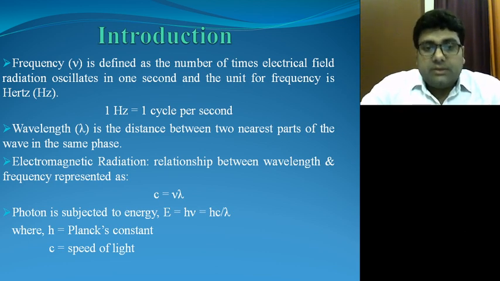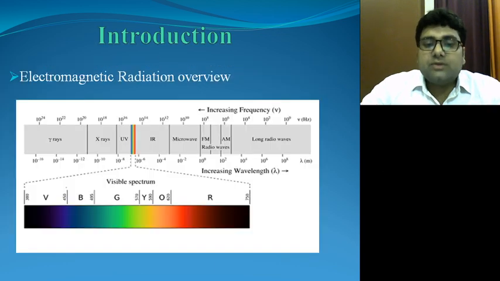Wavelength, denoted by lambda, is the distance between two nearest points of the wave in the same phase. For electromagnetic radiation, the relationship between wavelength and frequency is represented as c = nu × lambda. A photon has energy E = h nu, where h is the Planck constant and c is the speed of light. This is the overview of electromagnetic radiation. Here we can easily see the UV region, which comes around 200 to 400 nm, and the visible region, which comes from 400 to 800 nm.